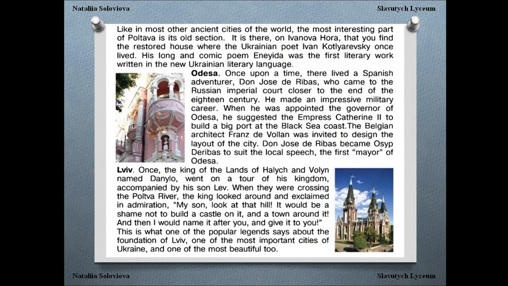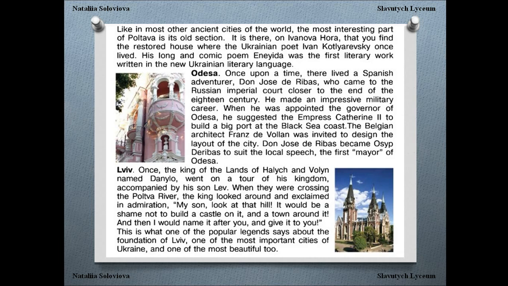Like in most other ancient cities of the world, the most interesting part of Poltava is its old section. It is there, on Ivanova Hora, that you find the restored house where the Ukrainian poet Ivan Kotliarevsky once lived. His long and comic poem Eneida was the first literary work written in the new Ukrainian literary language.